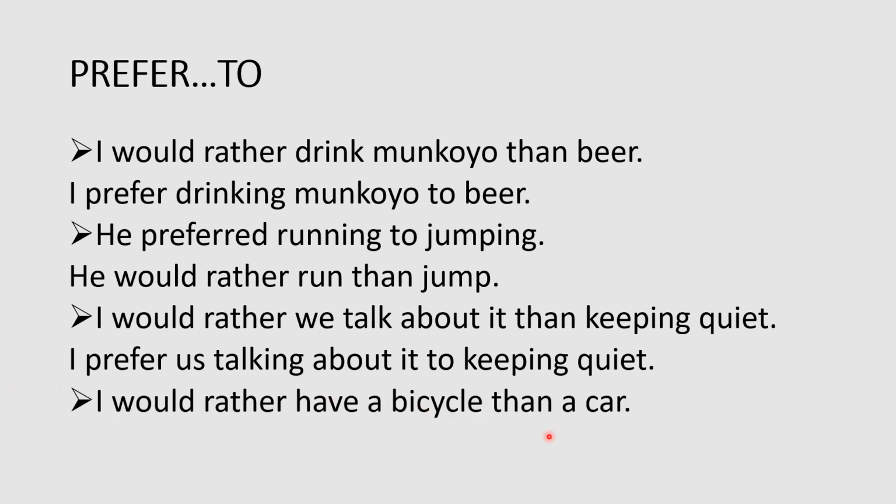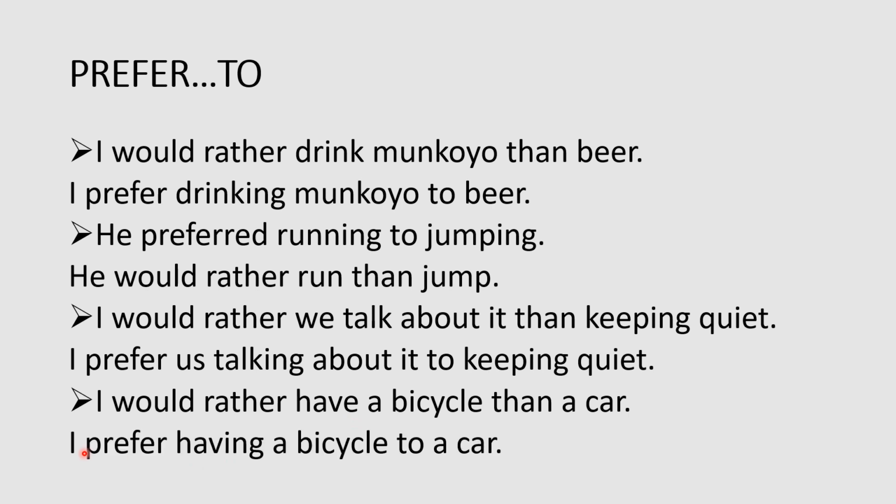I would rather have a bicycle than a car. So would rather becomes prefer. Is there a verb here? There is have. Have is an irregular verb, it's a verb in short, so you have to put ing. So it will be: I prefer having a bicycle to a car.